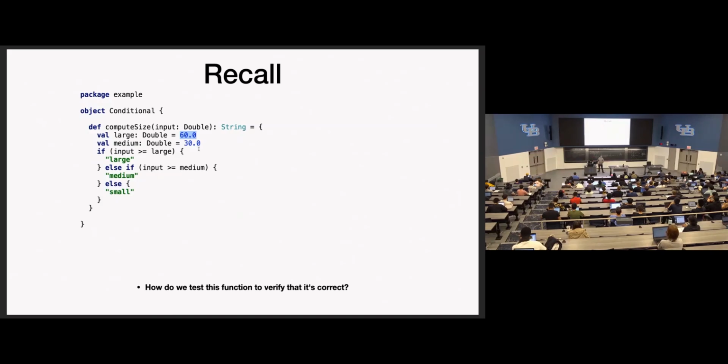If it was a lecture question, I would word it something like that and say write a method that takes a double, returns a string. If the input's greater than or equal to 60, returns the string large, et cetera. That would be the lecture question, and this would be a solution to that question. But how do we know it's right? How do we know this method satisfies that question of having these boundaries of 30 and 60?